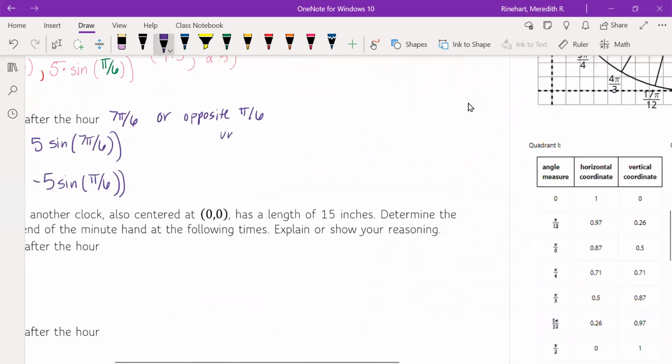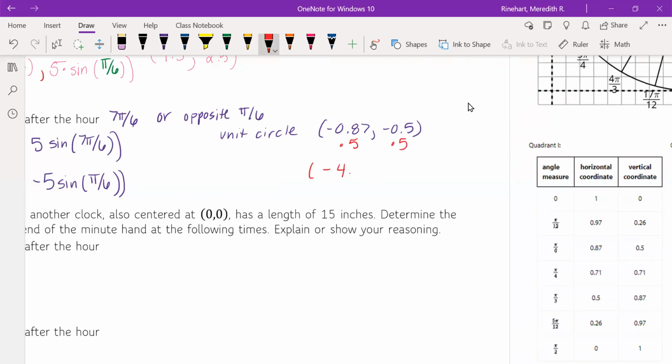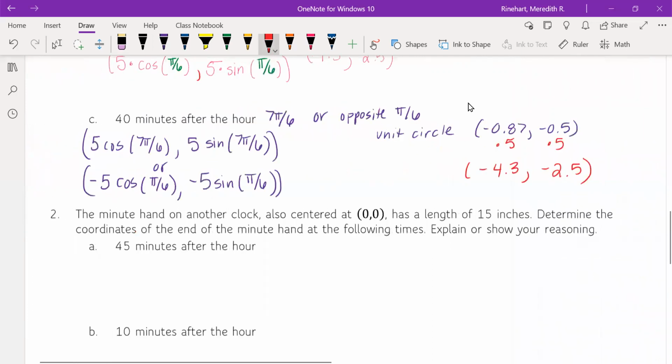So if we use our unit circle, negative 0.87, negative 0.5, and you scale it up by 5, you get negative 4.3, negative 2.5. So any of these ways of solving this are correct.